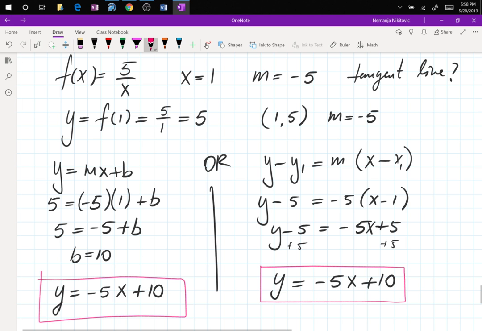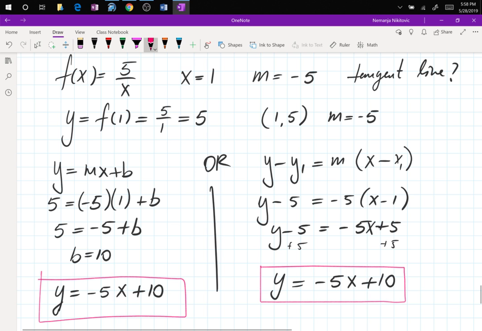B is the y-intercept for the tangent line, and you can see that I zoomed in now so you guys can see all of the features. So let's take a look at this graph. You can check every problem on Desmos.